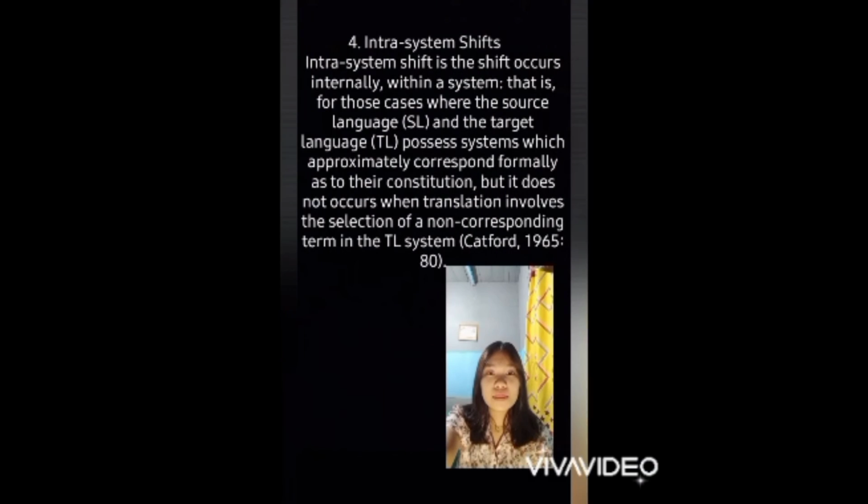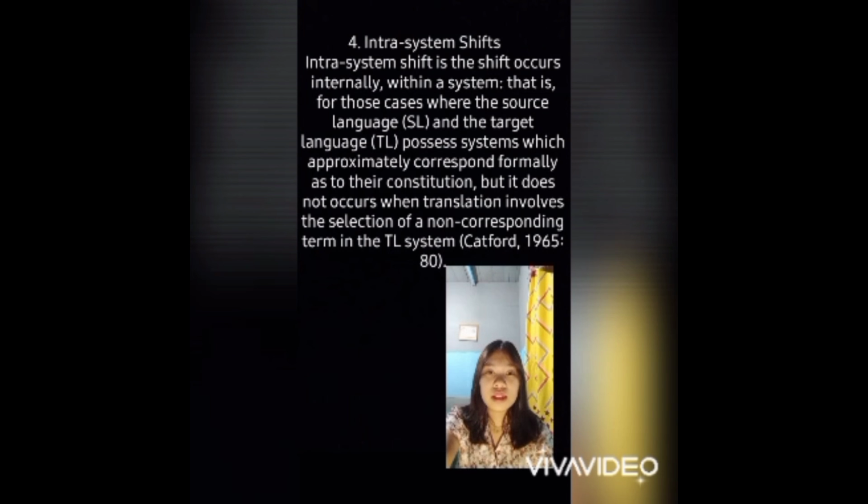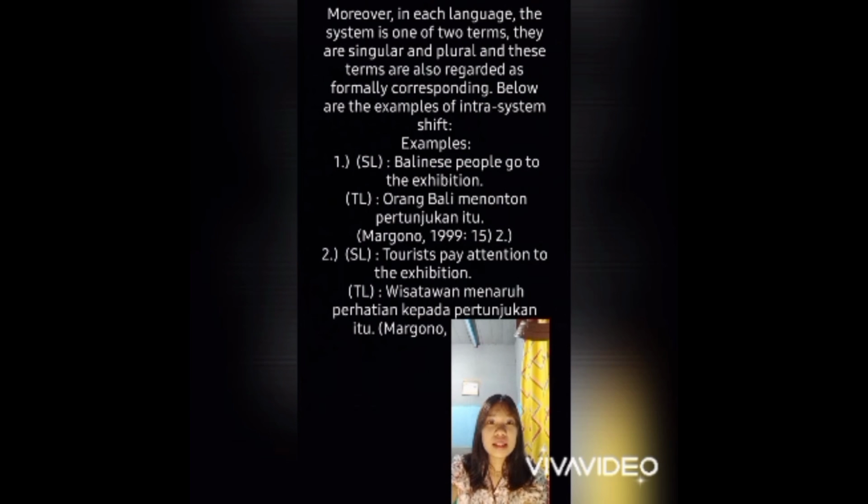For intrasystem shifts: intrasystem shift is a shift that occurs internally within a system, that is, for those cases where the source language and the target language have systems that correspond formally as to their constitution, but the translation involves the selection of a non-corresponding term in the target language system. Moreover, in each language, the system has two terms, singular and plural, and these terms are also regarded as formally corresponding.